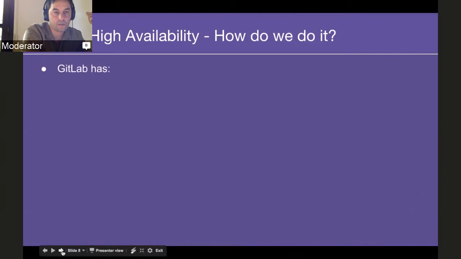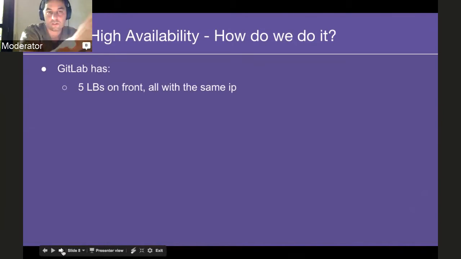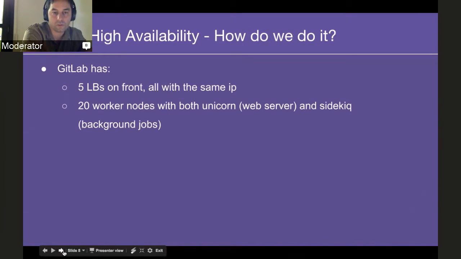So how do we do it? We have 5 load balancers in front, all with the same IP, right? As I told you before, the front gate is going to have many machines that are going to be getting one request and sending it to the first node, then to the second, then to the third, etc. That's called round robin, right? They're going to start balancing all the way in to distribute it to whatever's behind them, which is 20 worker nodes. That's what we have right now, which means that we have 20 web servers and 20 background jobs running all the time. And this is basically 20 machines, right? So far you can see that we have 25 machines, and we are just getting in, right?